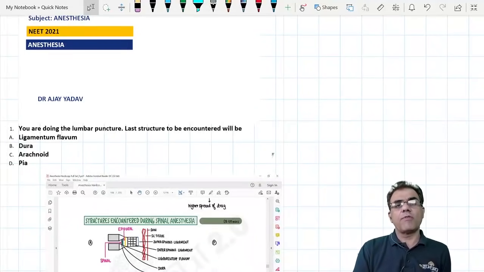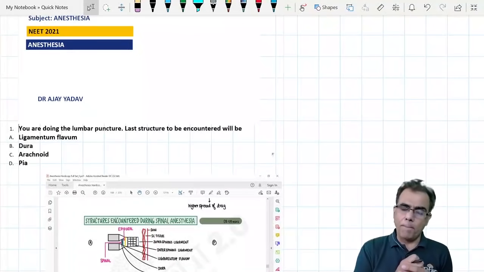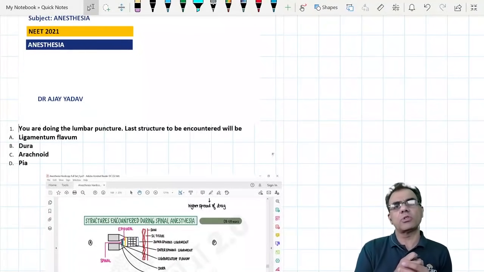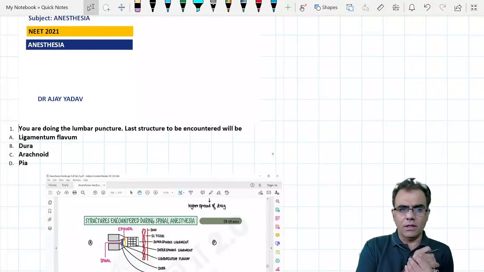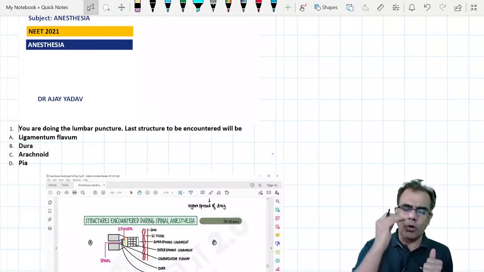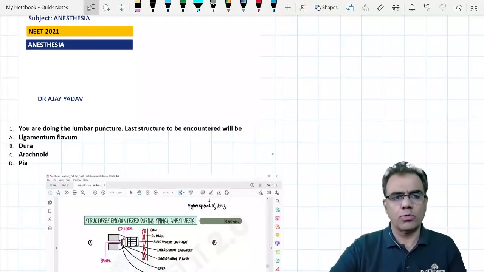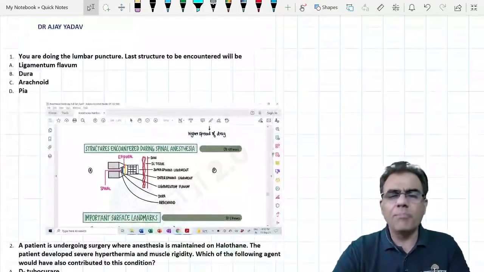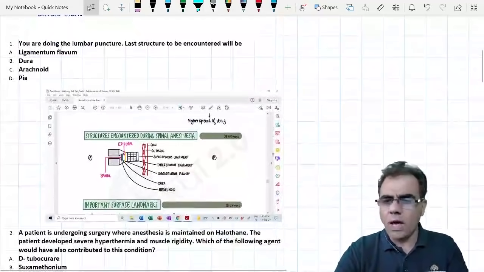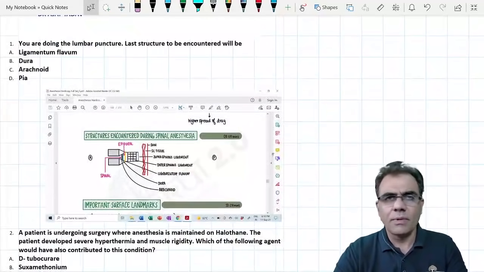Fortunately, the questions were very easy, and honestly speaking, nowadays you don't expect such easy questions. But today you comparatively got very easy questions of anesthesia, and fortunately they are almost all from our notes also. So if you have even done the basics, you could have done the anesthesia questions rightly.